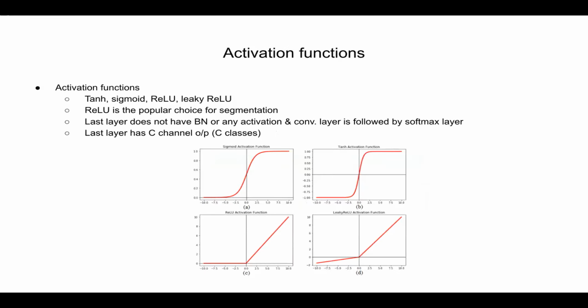And secondly, you also have activation functions after these batch norm layers. Generally, ReLU is the most popular choice for segmentation. One thing to note is that in the last layer, you do not want to have any batch norm or any such activation function. Usually the convolutional layer output is followed by a softmax layer. In this softmax layer, you have C channel outputs, which correspond to the C classes which you want to segment.